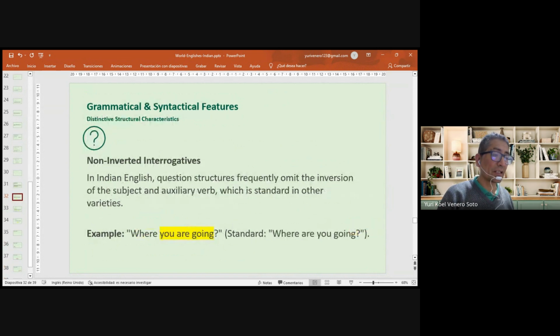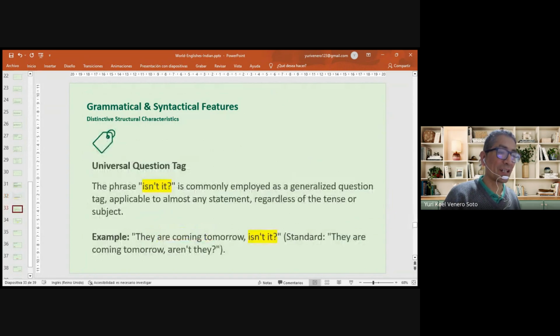Let's go to non-inverted interrogatives. Well, what's your name? Or where are you going? But you don't invert in some cases, like when you say where you are going. Universal tag question, isn't it? That is the tag question. So you say they, plural, are coming tomorrow, they're coming tomorrow, isn't it? But in the standard it is they're coming tomorrow, aren't they?